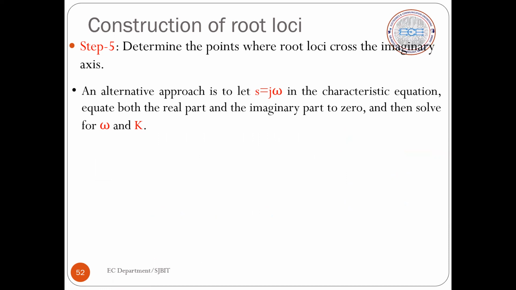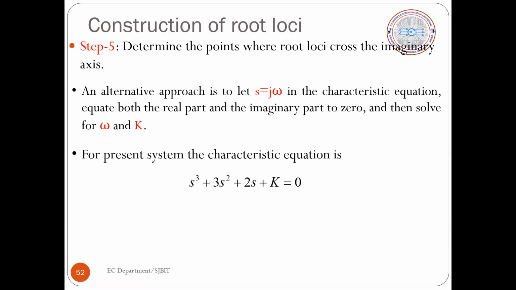An alternate approach is to make s equal to j omega. If you don't want to follow Routh Hurwitz, then we have another technique here. That is, you substitute s equal to j omega in the characteristic equation. Both the real part and imaginary part you have to equate to 0, and then solve for omega and k. That is one procedure. You can do it.